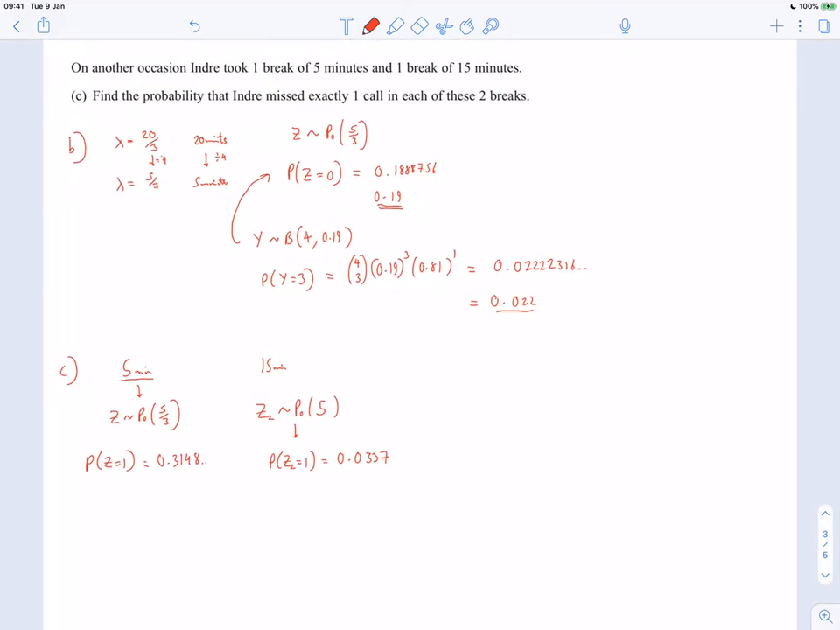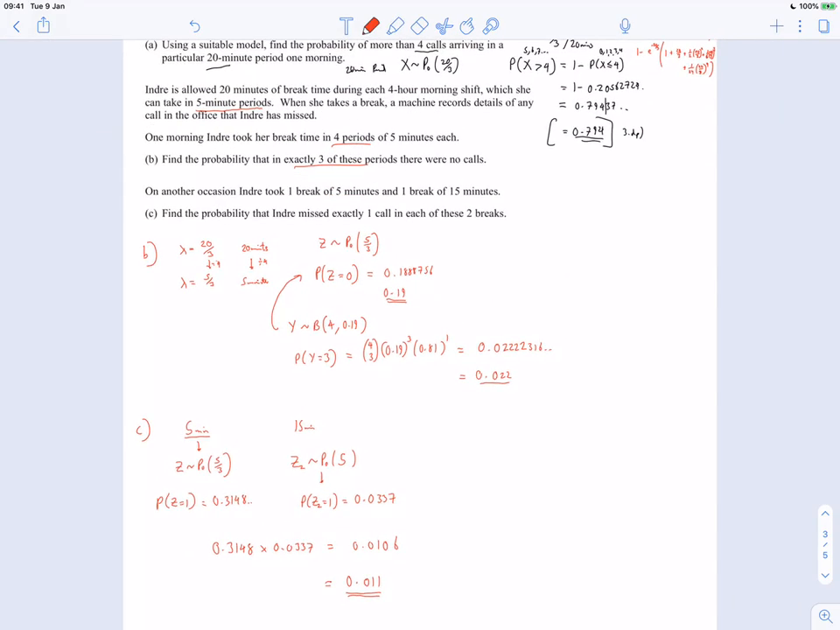Now, because it's reasonable to assume that the 5-minute break is independent of the 15-minute break in terms of calls made, if I want to find the probability that there was one call in the first and one call in the second, all I need to do is multiply these two together, because they're probabilistically independent. So I just do 0.3148 times 0.0337, and I'm looking at 0.0106 to 4 decimal places, but to 3 decimal places, let's call it 0.011. So there is about a 1.1% chance that in both breaks, whether it's 5 minutes or 15 minutes, she's going to miss exactly one call from each break. So that's the kind of thing I'm talking about.